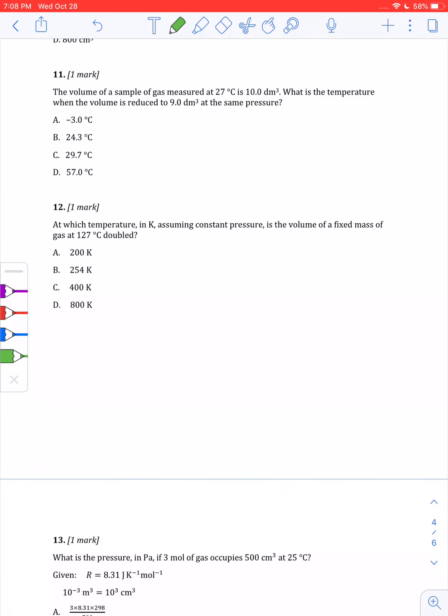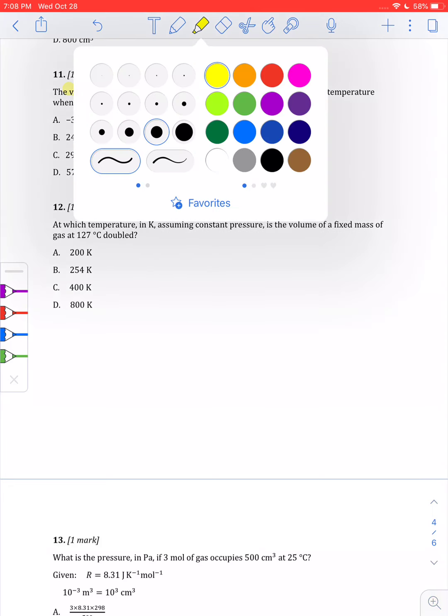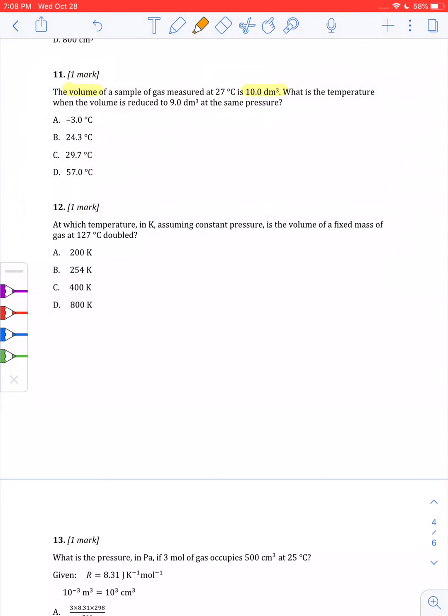Problems that we didn't get to in class today. So I'm going to start with number 11 here. In this one, we have a volume. It says the volume is measured at a certain temperature, and it's this volume. So that's our volume. And this other number, the 27, that's a temperature. And then it says, what is the temperature?